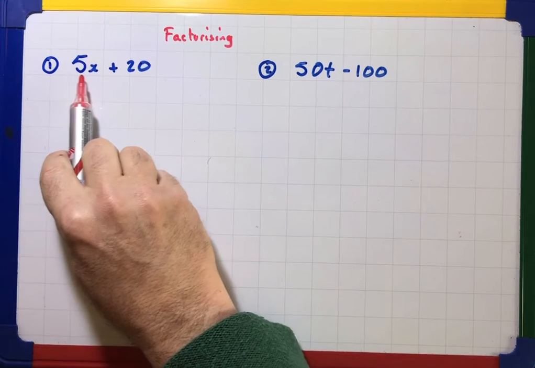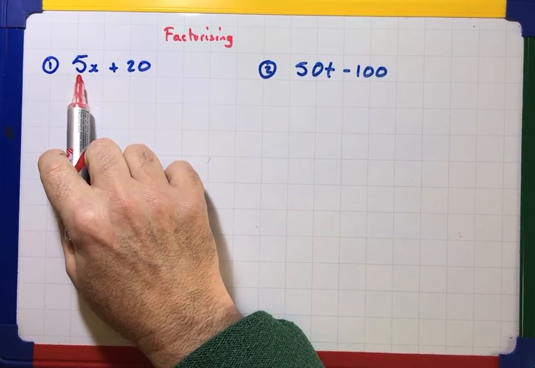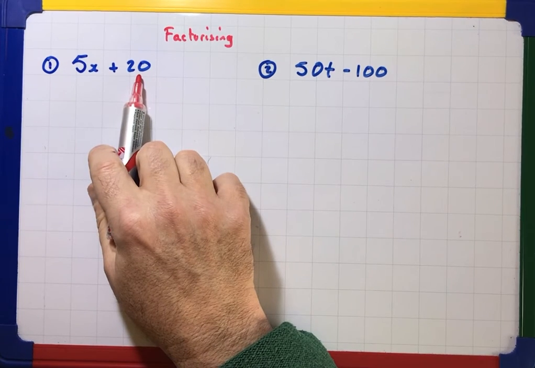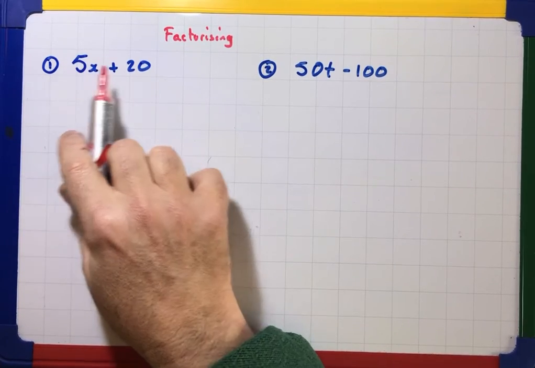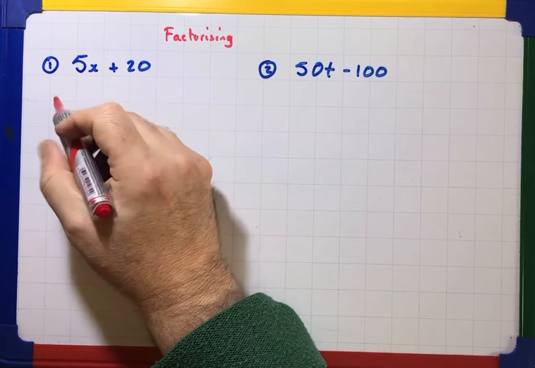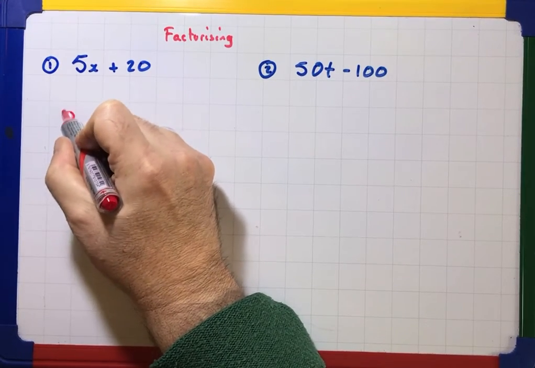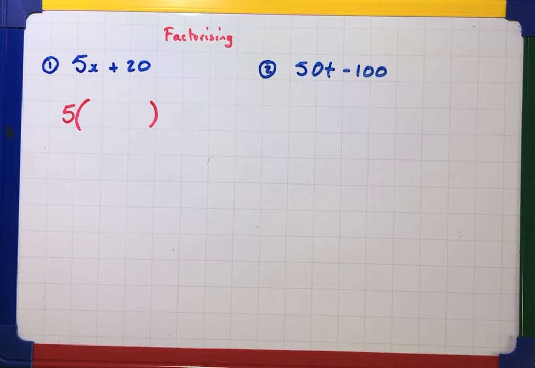Okay, so if we're looking at these, I look at the number bit first. We have 5 and we have 20, yes? Now the biggest number that you can divide both 5 and 20 by is 5. Okay, so what I do first of all is I'd put down a 5. That's going to go on the outside of my bracket. Okay, so there's a 5 there.